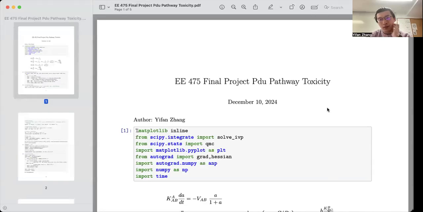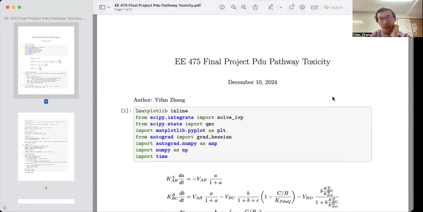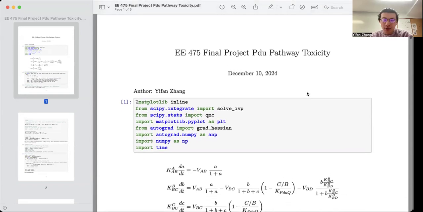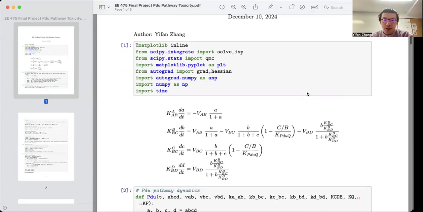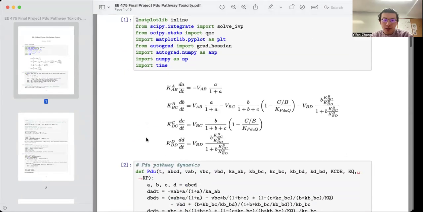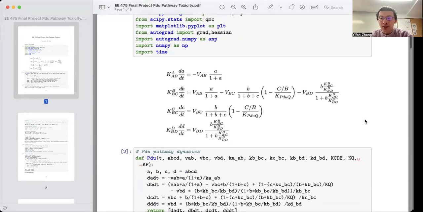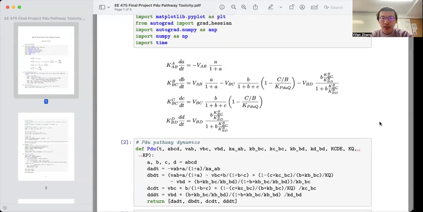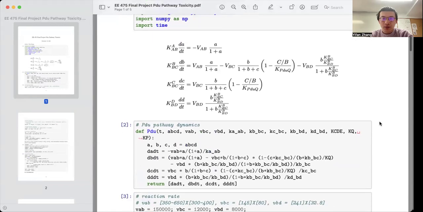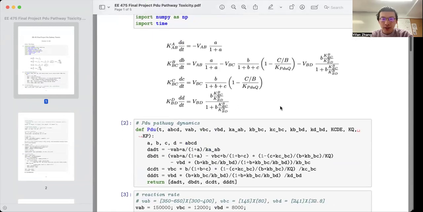All right. Hi. This is my WE475 final product. It's on the PDU pathway system. And here is the PDU pathway. You can see those are the influxes and outfluxes of the chemicals. And the reaction is based on the Michaelis-Menten kinetics. So this is the model we are using.